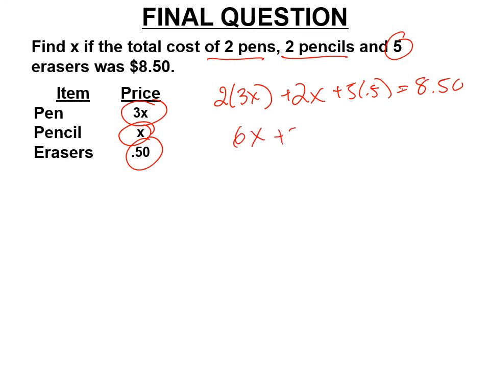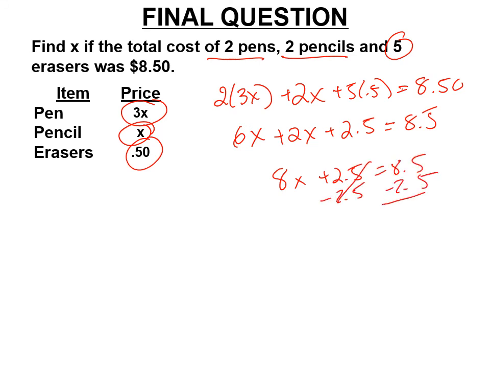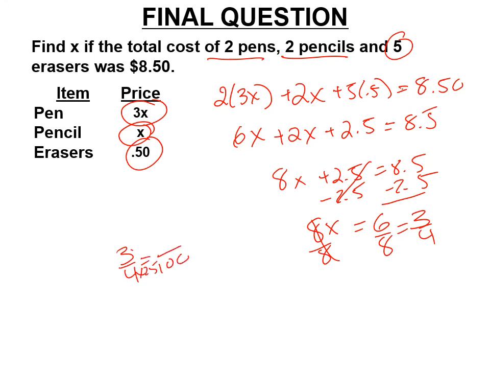We have 6x plus 2x. 5 times 50 cents is $2.50. I like to get rid of the zeros at this point. All right, so 6/8, which is 3/4 of a dollar. What's 3/4 of a dollar? Remember I said I like this as money, right? So 3/4 a dollar is what? 75 cents. The pencil x costs 75 cents. The pen is 3 times that, 3 times 75 cents, which is $2.25.